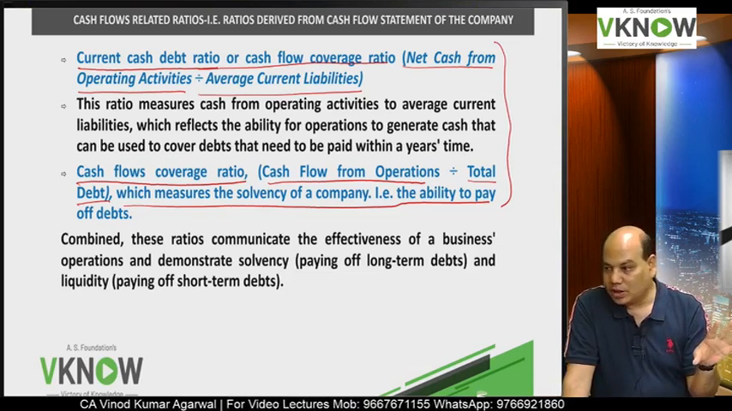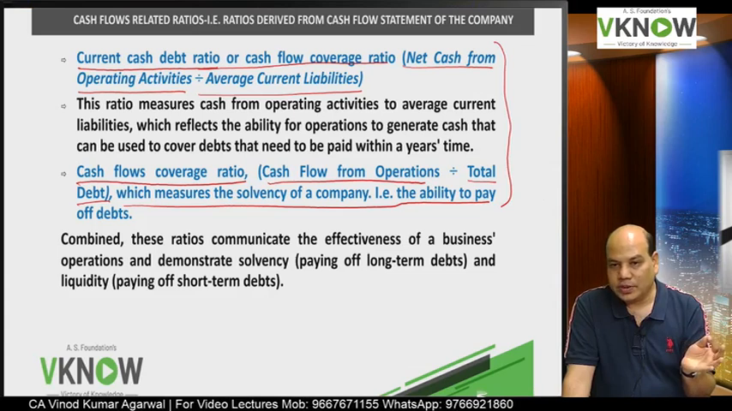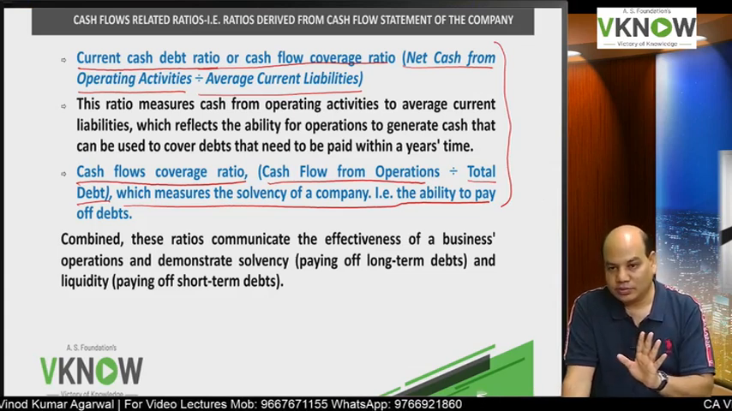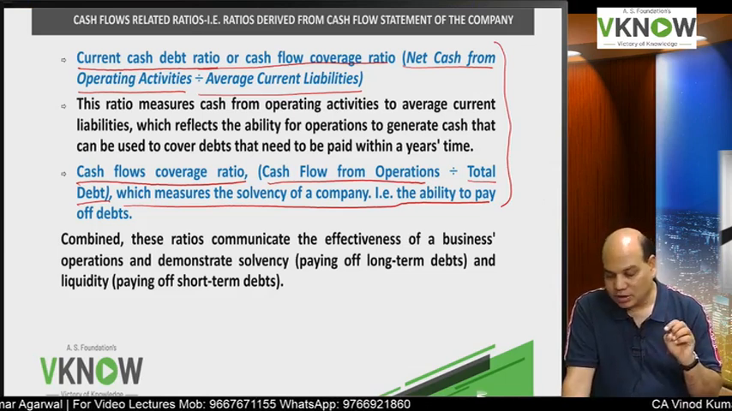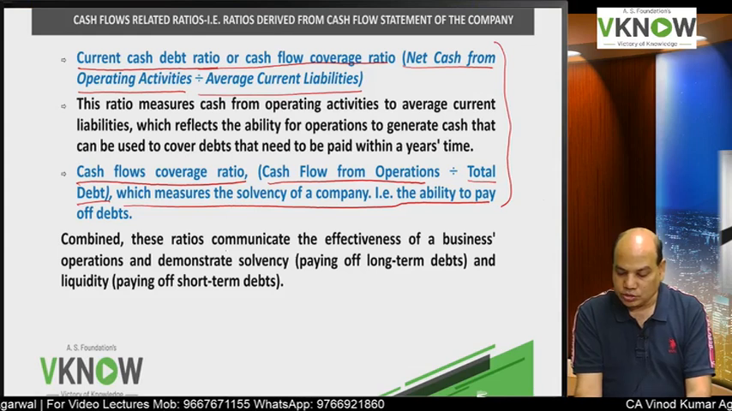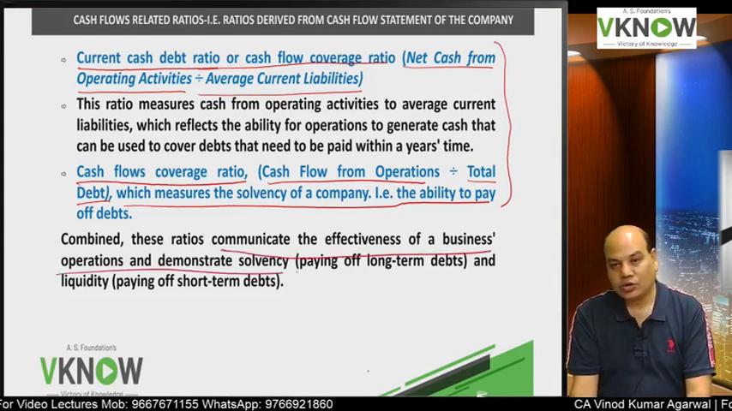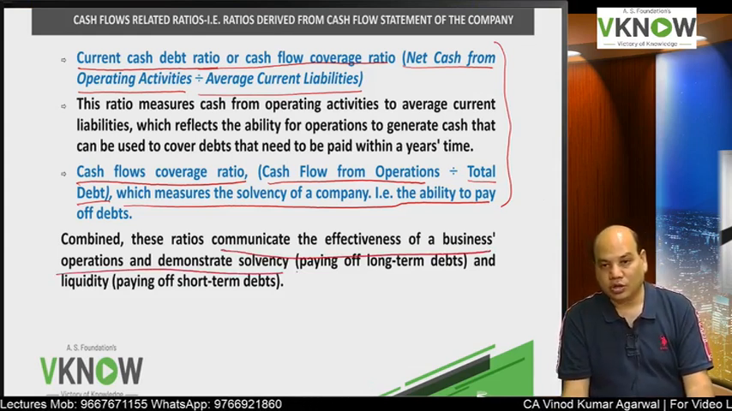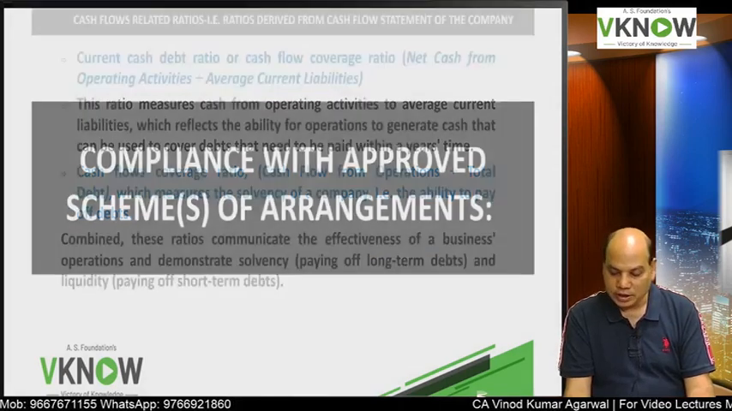Is it right? A company can pay debt only if it generates cash. And it is always better to generate cash flow from operations to make payment of your liabilities, not borrowing from one source and paying the other one. So these ratios communicate the effectiveness of a business operation and demonstrate the solvency. Whether the company will be able to survive in the long run or not, whether it will be able to pay its long-term and short-term debts or not.